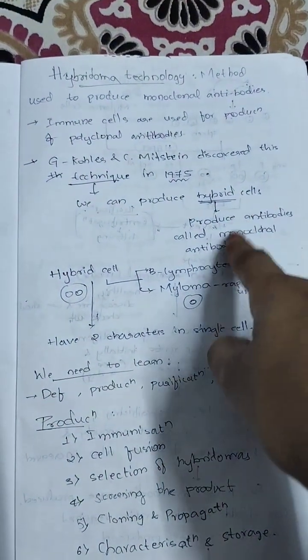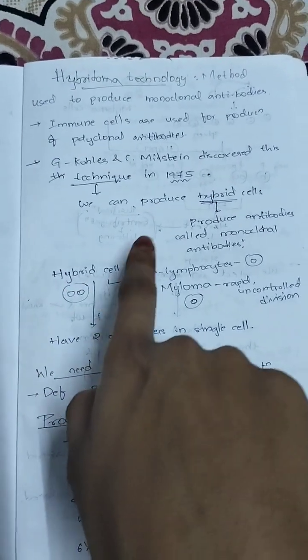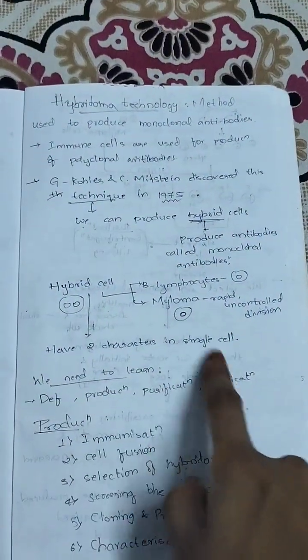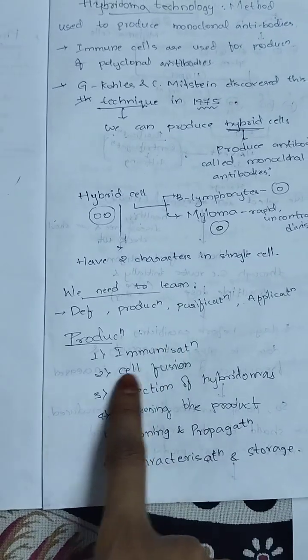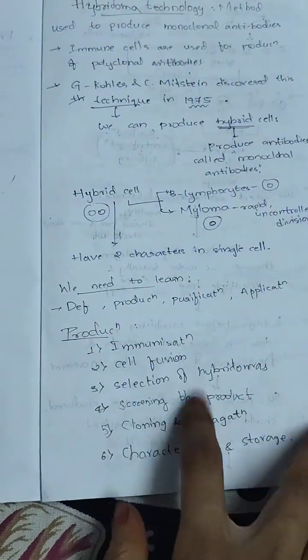From hybrid cells, MABs are produced. Hybrid cells are obtained by fusion of B lymphocytes and myeloma cells, two characters in one cell. Production involves immunization, cell fusion, selection of hybridomas, screening the product, cloning and propagation, and then characterization and storage.